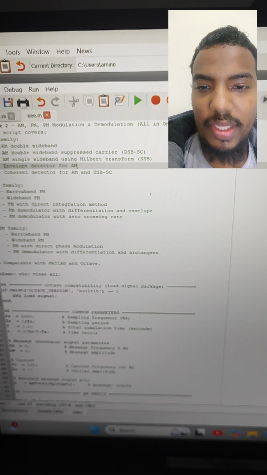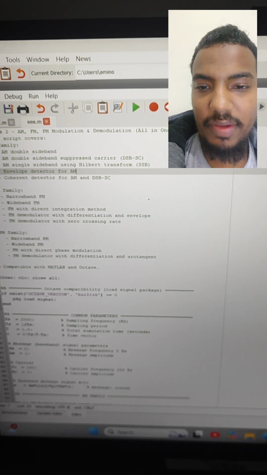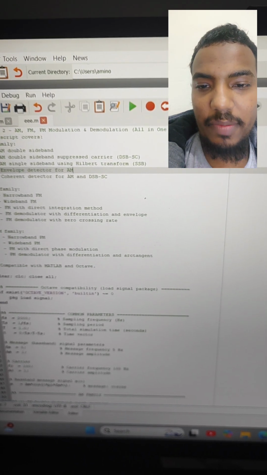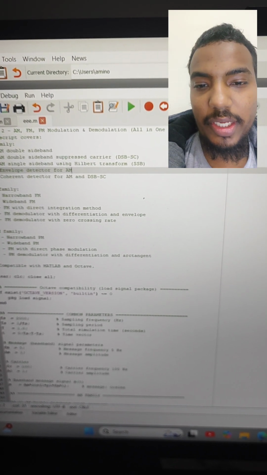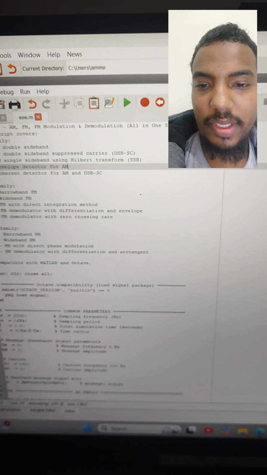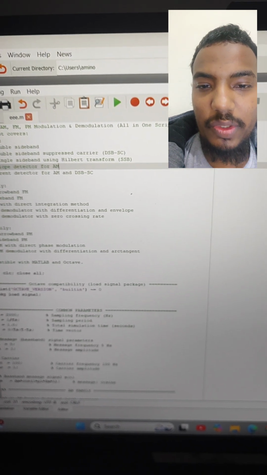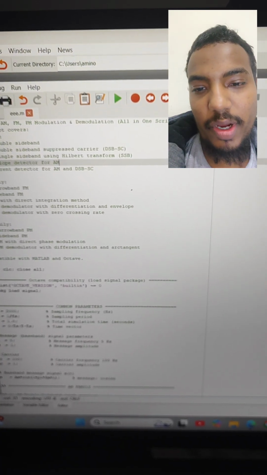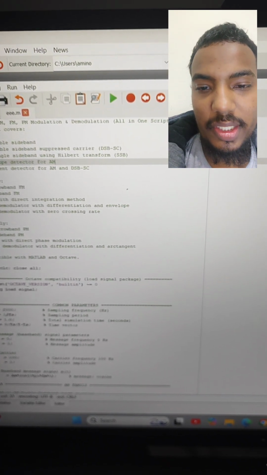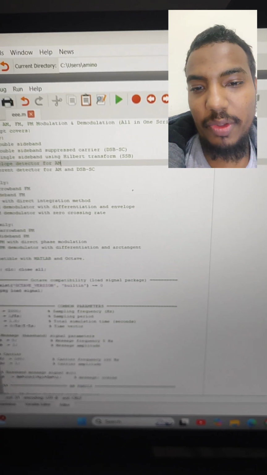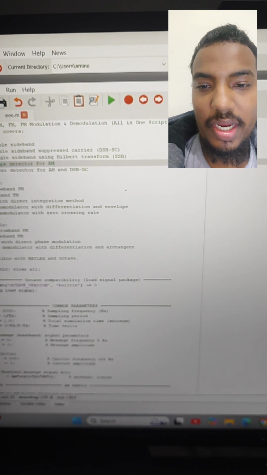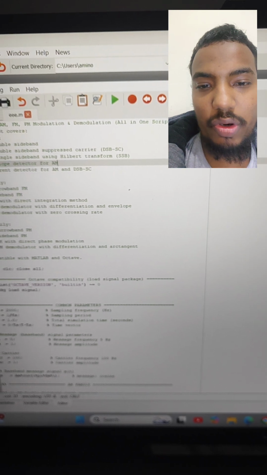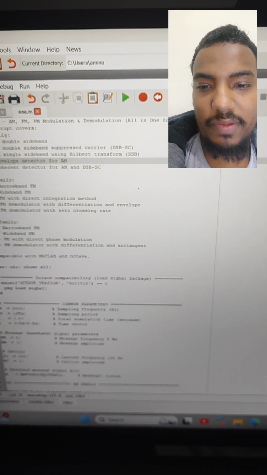FM part: narrowband FM, wideband FM, FM with the direct integration method, FM demodulator using differential and envelope, FM demodulation using zero crossing rate. PM part: narrowband PM, wideband PM, PM with the direct phase modulation, PM demodulator using differential and arctangent. It is written that it works both in MATLAB and Octave.